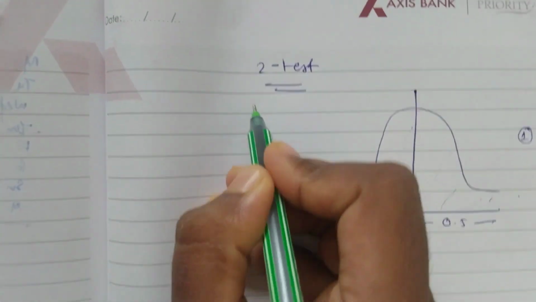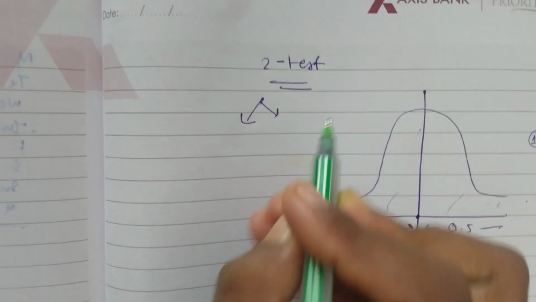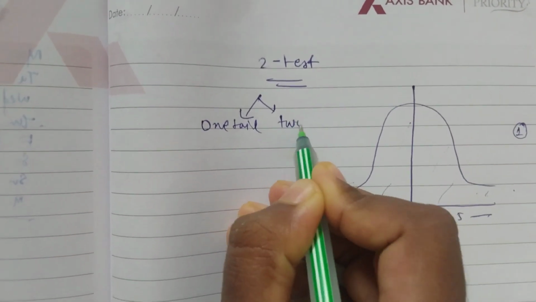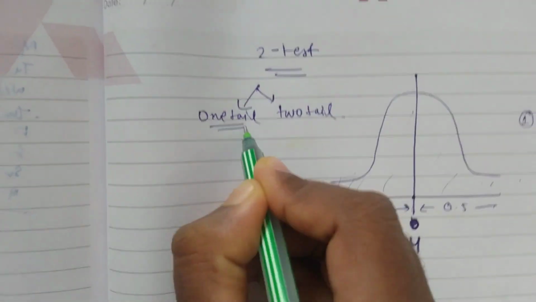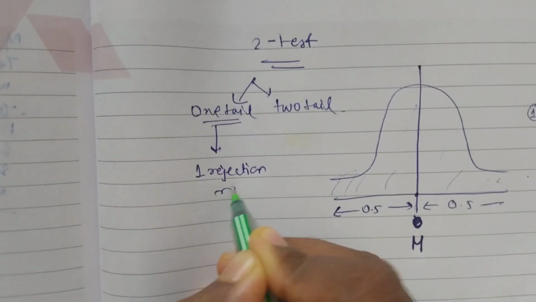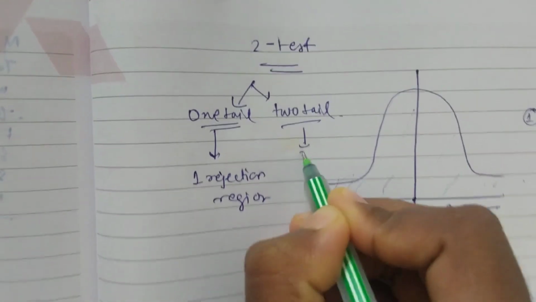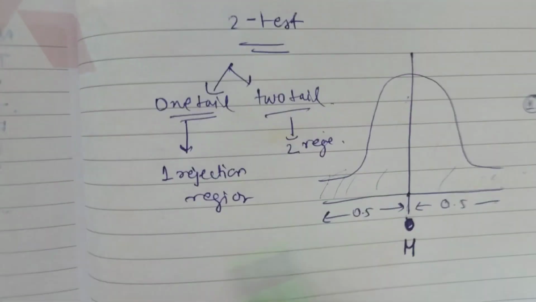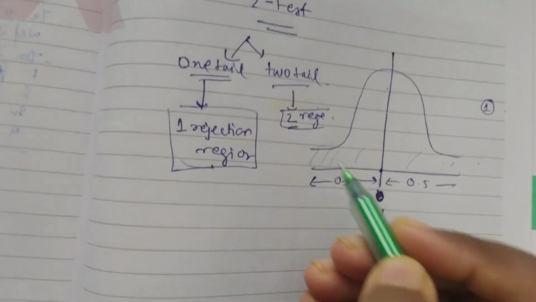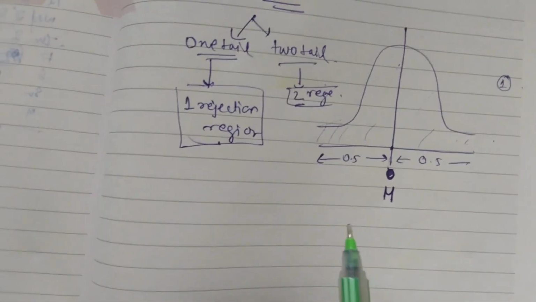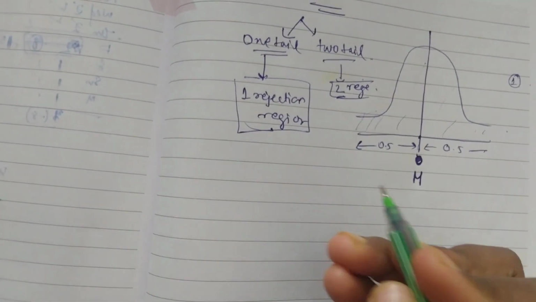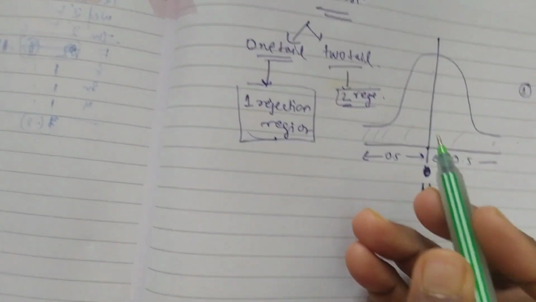In z test there are two types of possibility, which are one tail or two tail. Now what do we mean by one tail? In one tail there is one rejection region, and in two tail there will be two rejection regions. So in order to find out how this rejection region is, we should know what is the way we are calculating that rejection region.